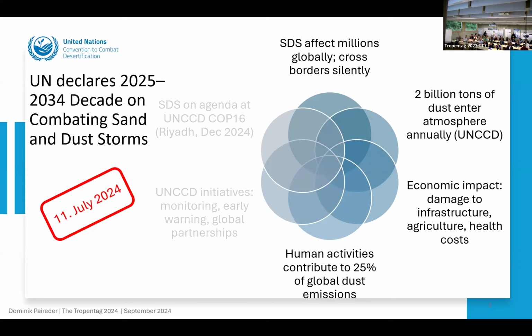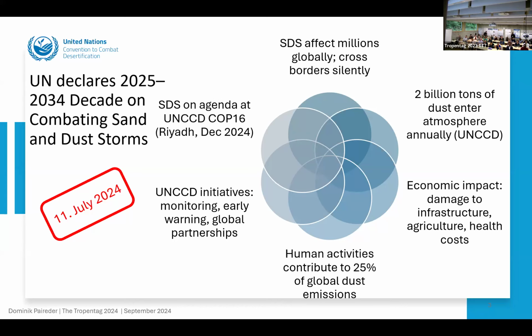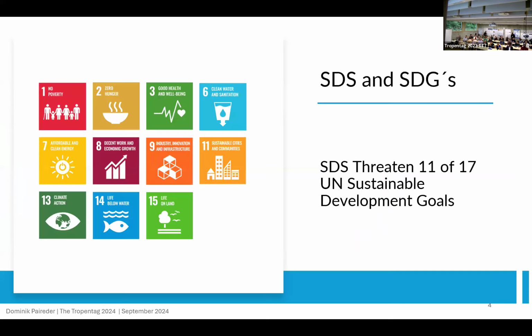Human activity by itself contributes up to 25% of the global dust emission. And the UNCCD initiative for the future is monitoring, early warning, and global partnership. We're also focusing on that. And for sure, sand and dust storms are also on the agenda for the UNCCD COP16, which is taking place here in Saudi Arabia. Also interesting is that sand and dust storms threaten 11 out of 17 SDGs. So it's really a big topic for all of us.